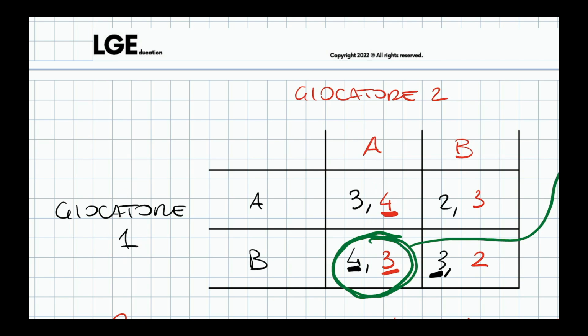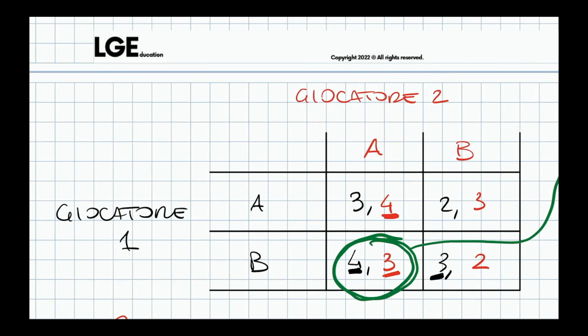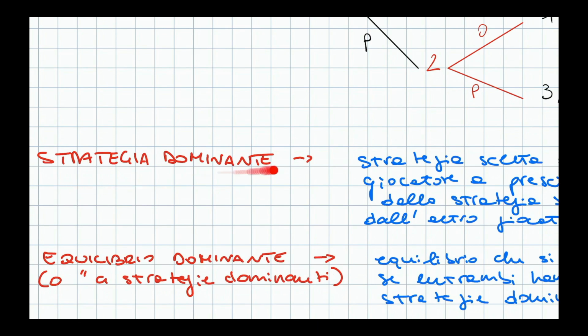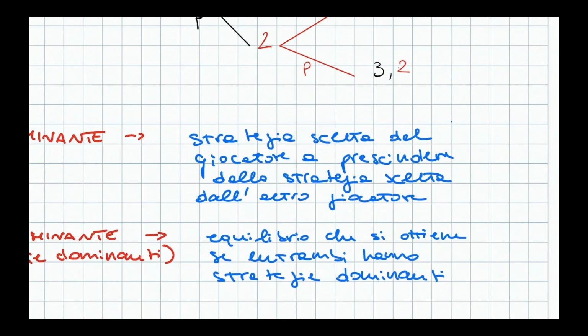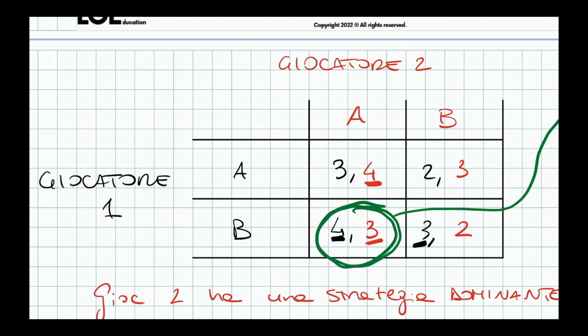So what does it mean? It signifies that player 2 had what you might refer to as a dominant strategy. Let's go and see what it means. A dominant strategy is a strategy that is chosen by the player, regardless of the strategy that is chosen by the other player. Player 2 would have chosen option A regardless of player 1's choice, but if we notice, even player 1 had a dominant strategy because he always chose B, 4 and 3, never 3 and 2.